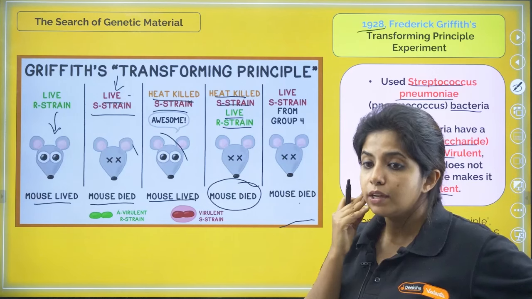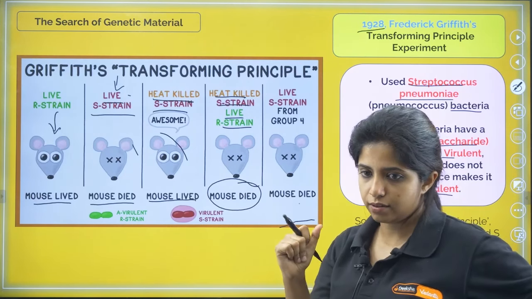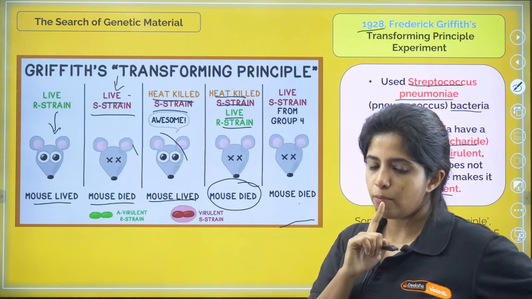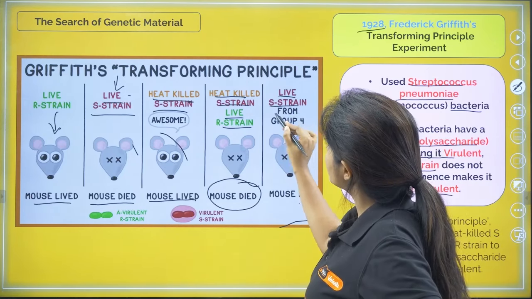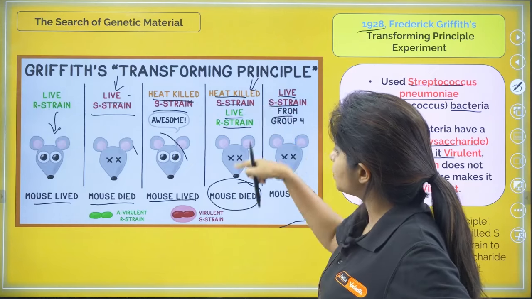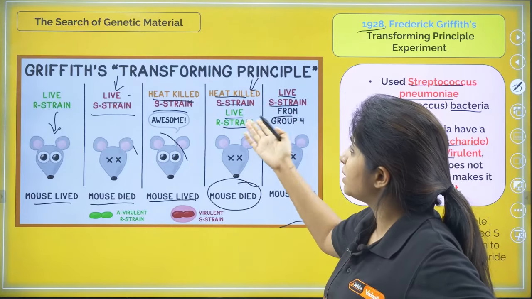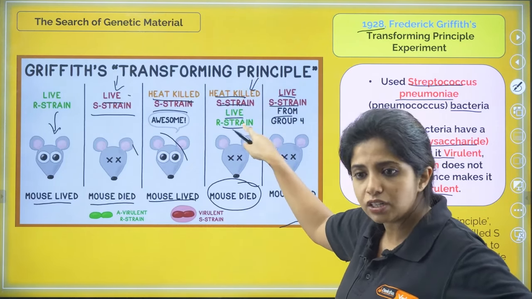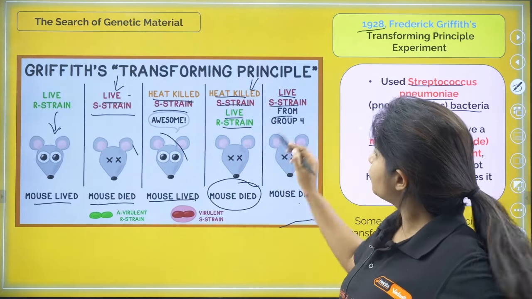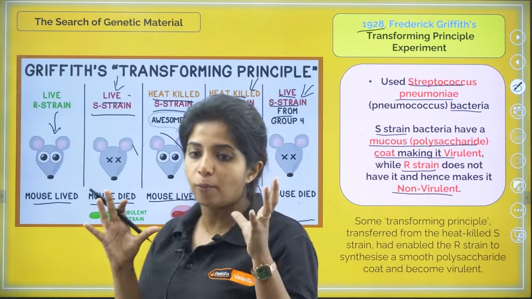Now it was a problem. He was not understanding anything. So it's like some problem is there. And then he got to see that there is live S strain in group 4. In the group 4 experiment on Silly mice, he found that there was live S strain, but he didn't put live S strain anywhere. He put heat-killed S strain and he put live R strain, which was not causing any trouble. Then from where is the live S strain being formed? That was the huge problem out there.